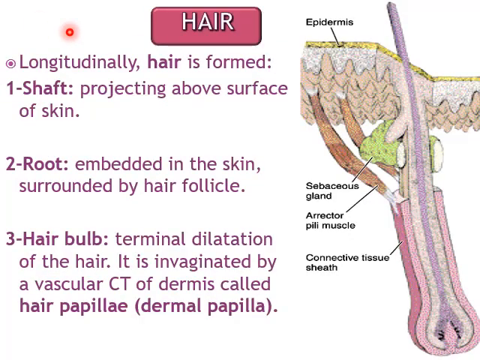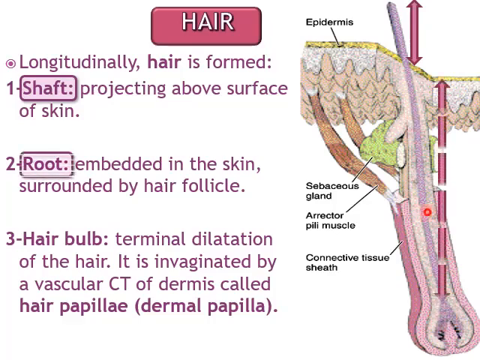The hair. Now I'm going to talk about the hair. When I talk about the hair, I will talk about two issues. The first is the hair itself, which is divided into three parts: the hair bulb, which is a dilated terminal part, and the root of the hair, which is the part embedded in the skin, and the last part is the hair shaft, which projects from the surface of the skin.